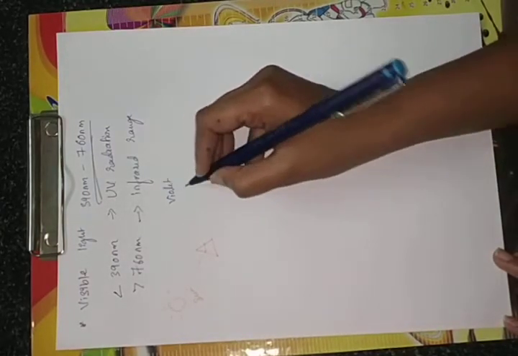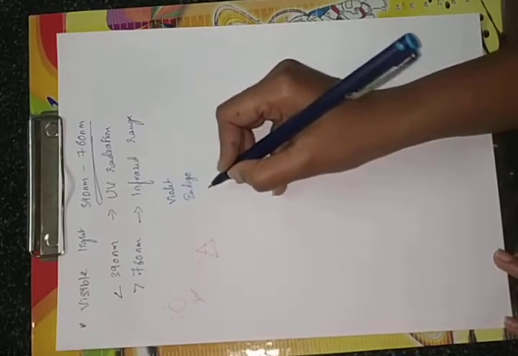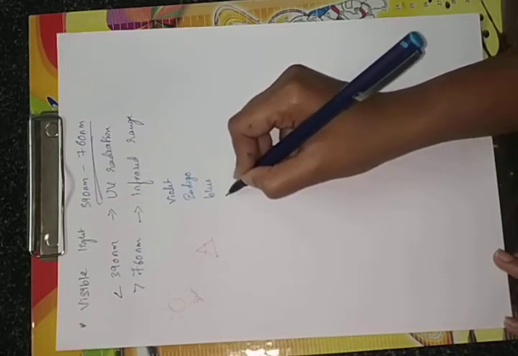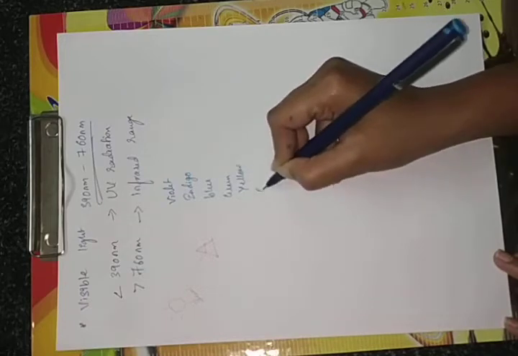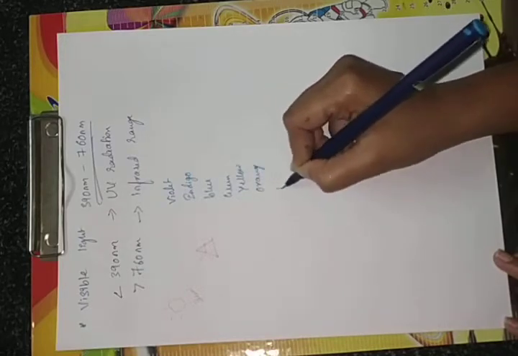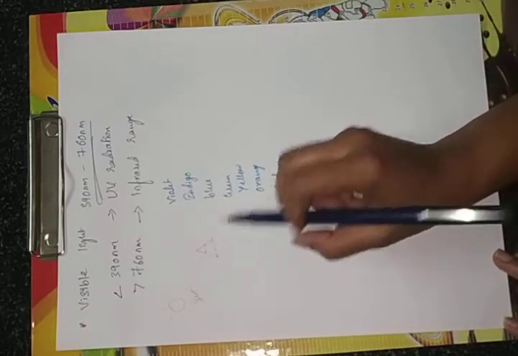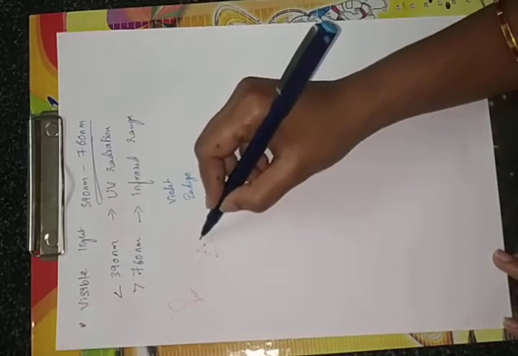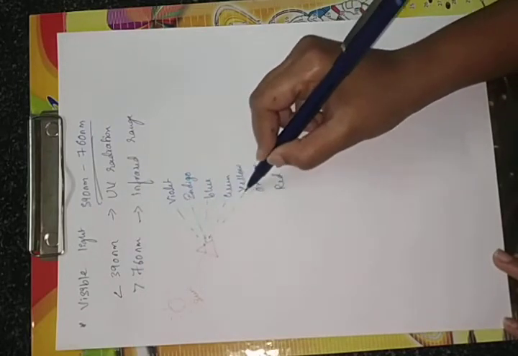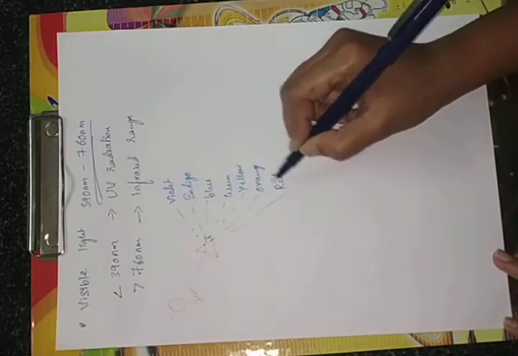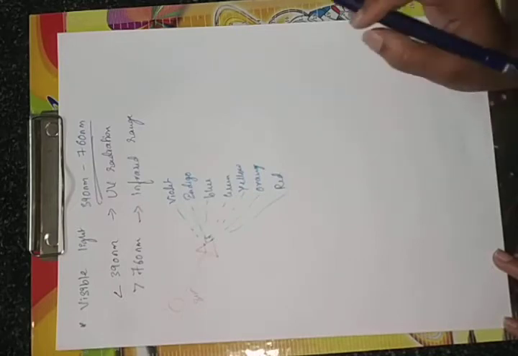Violet, indigo, blue, green, yellow, orange, and then lastly what? Red. When we use a spectrum of sunlight and split it, then it will be what? It will be showing how many colors, children? 7 colors. What are those 7 colors? VIBGYOR: violet, indigo, blue, green, yellow, and then orange, and then red.